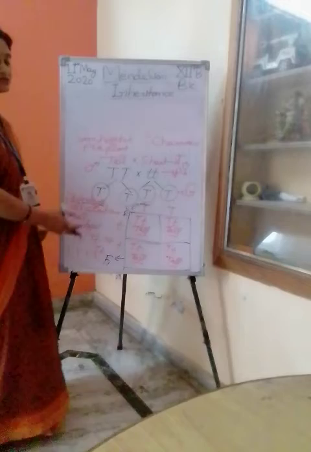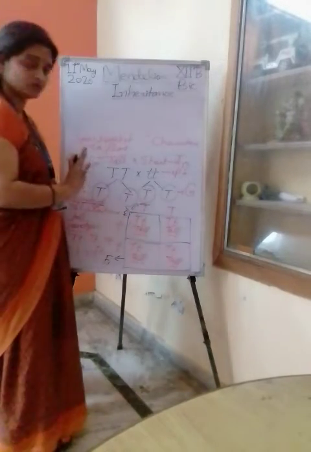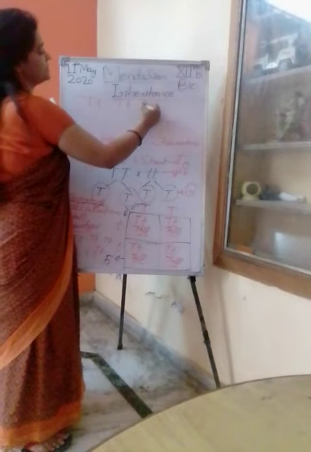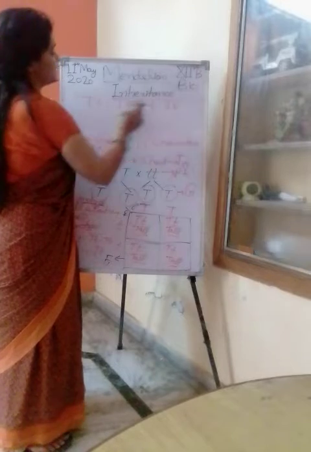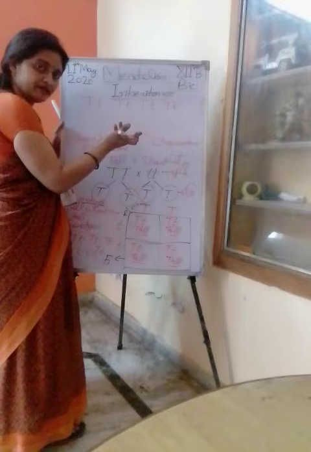1:1:1:1. That is very important. Do you know there are 4 boxes? Capital T, small t, capital T, small t, capital T, small t. You will get an F1 generation heterozygous from a homozygous pair of alleles.